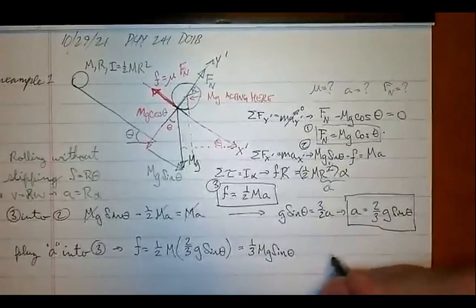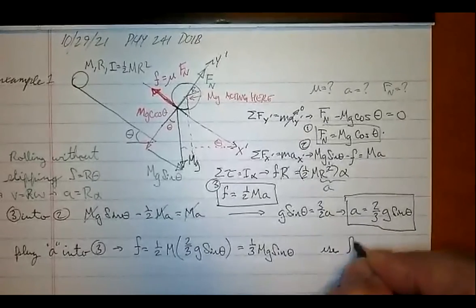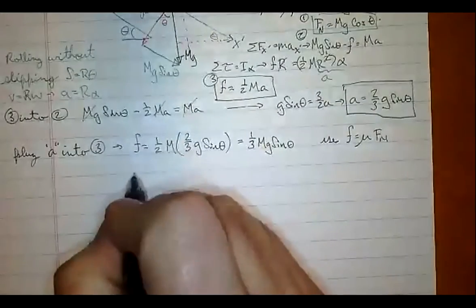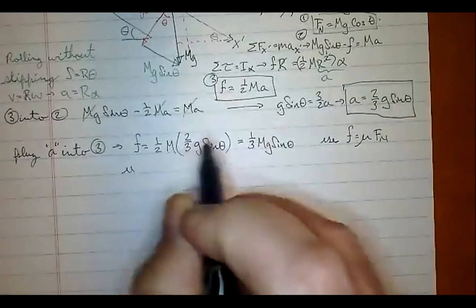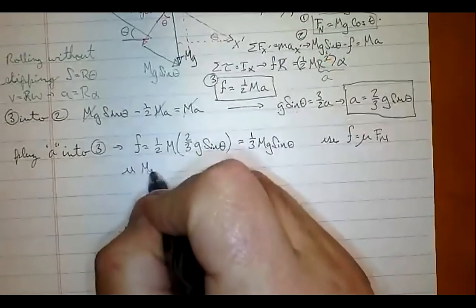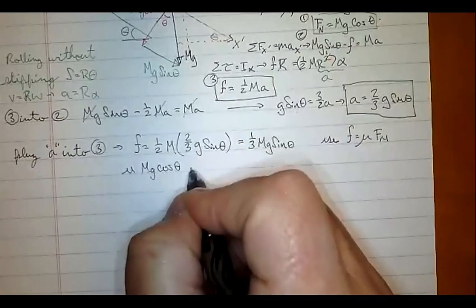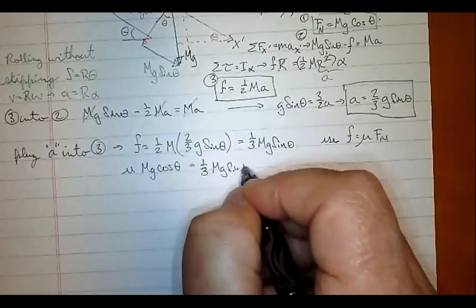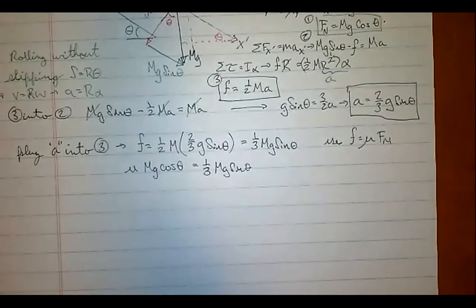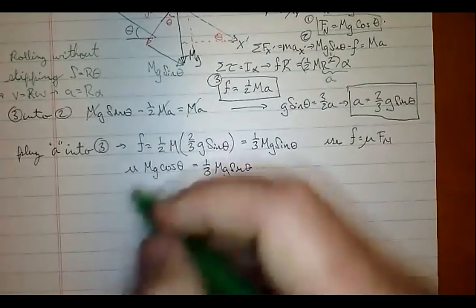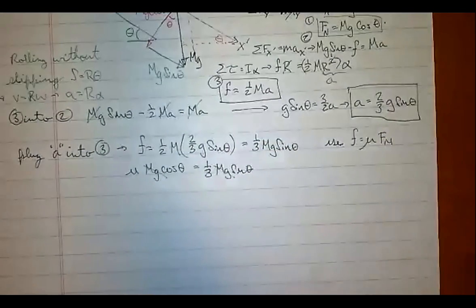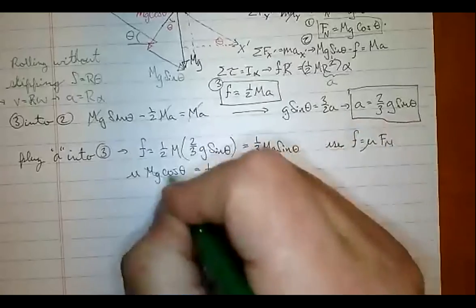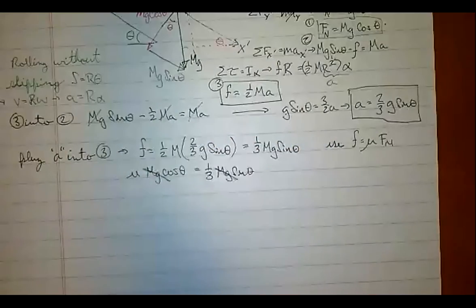Now we're going to use F is equal to mu times the normal force. In doing that, I'm going to say mu times the normal force, which from equation 1 was mg cosine theta, is equal to 1/3 mg sine theta. Now you can see that the mg cancels out on both sides. And I want to ask you a slightly more important question. What exactly is this type of friction coefficient? Is this static or kinetic friction?